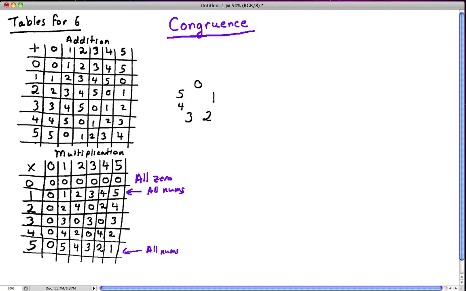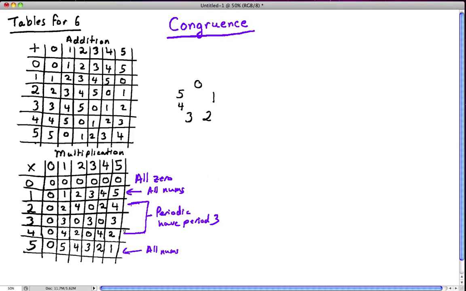So for example, for 2, we have 0, 2, 4, 0, 2, 4. And there's no 1, there's no 3, there's no 5. Only half the numbers are here. And similarly for 4. So you have these two, both of which are periodic and have period 3.